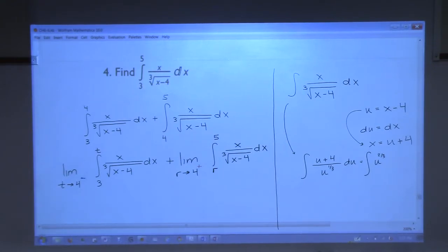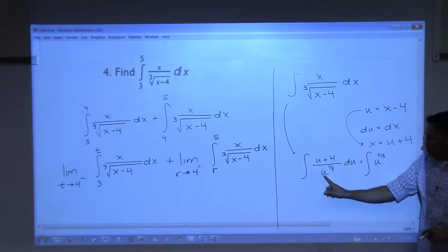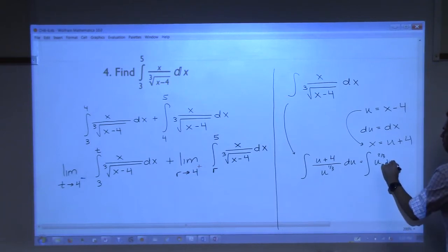You're okay with that? Yeah. You had me second guessing myself there. I was like, wait, was it? Yeah, no. Cube root means to the 1/3 power. So I did u over u to the 1/3 is u to the 2/3, and then 4 over u to the 1/3, I'm going to just write that as 4u to the negative 1/3 du.